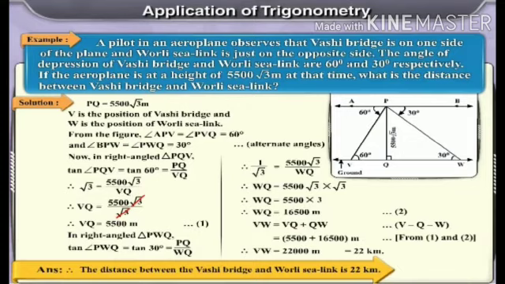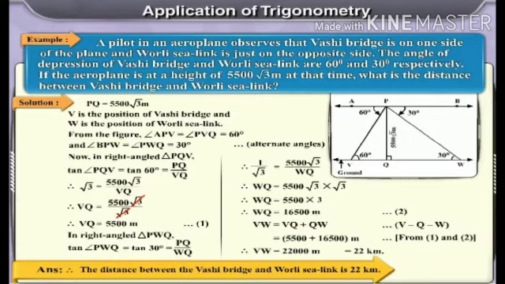PQ is equal to 5500 root 3 meter. V is the position of Vashi bridge and W is the position of Worli ceiling. From the figure, angle APV is equal to angle PVQ is equal to 60 degree and angle BPW is equal to angle PWQ is equal to 30 degree, alternate angles.